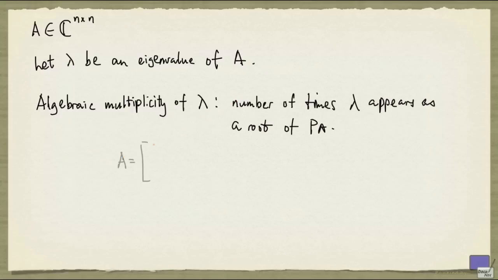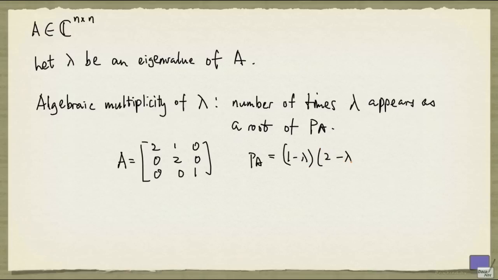For example, if my matrix A is this, then the characteristic polynomial of A is given by (1 minus lambda) times (2 minus lambda) squared. And so there are two distinct eigenvalues, 2 and 1. And 2 will have algebraic multiplicity 2 because it appears as a root of the characteristic polynomial 2 times, whereas 1 will have algebraic multiplicity 1.